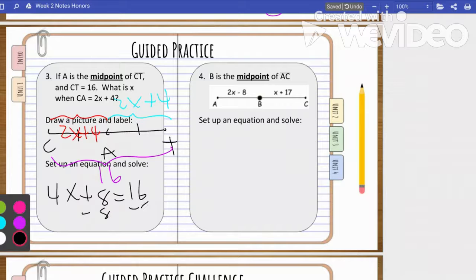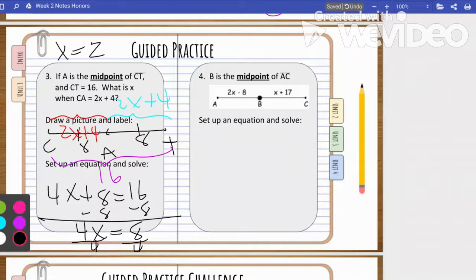Subtract 8 from both sides. We get 4x equals 8. Divide by 4, and we get x equals 2. How do I check my answer? I plug it back in. 2 times 2 is 4, plus 4 is 8. 2 times 2 is 4, plus 4 is 8. 8 plus 8 is 16. So that's one way to do a midpoint.